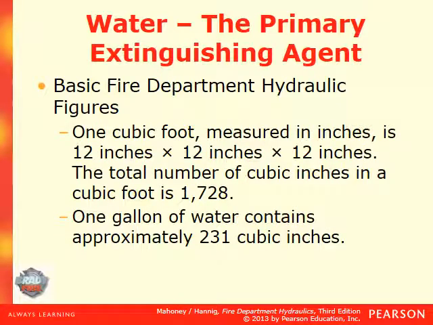All right, some more constants here. 1 cubic foot measured in inches is 12 inches by 12 inches by 12 inches. The total number of cubic inches is 1,728, and that's basically multiplying 12 times 12 times 12. 1 gallon of water contains approximately 231 cubic inches.